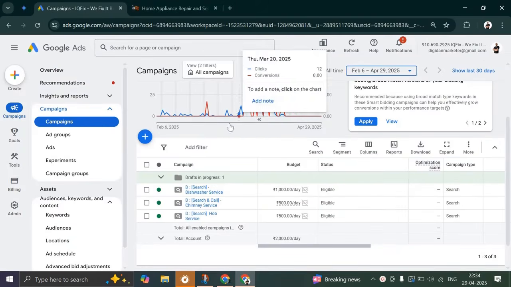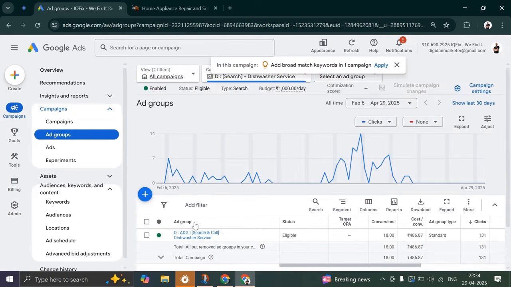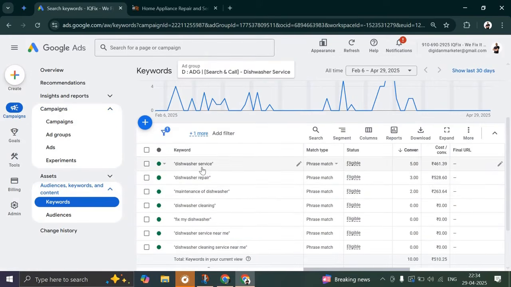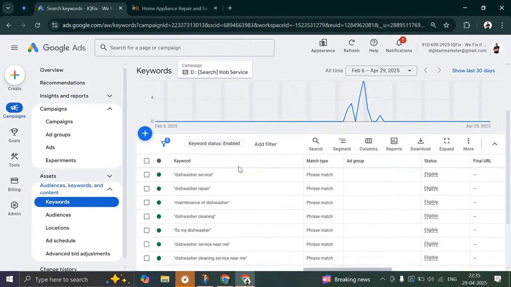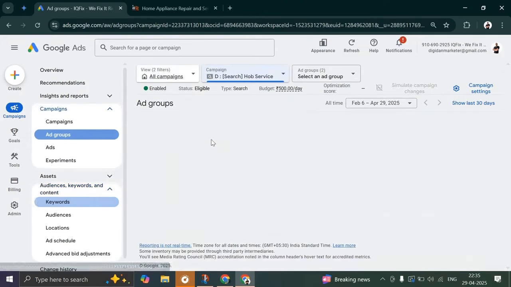So this is the account. As you can see, I have separated it into three different campaigns: one for dishwasher service, one for chimney service, and one for hob service. If I go inside each campaign, you will have an ad group, and each ad group contains keywords relevant only to that particular ad group. Suppose we go to hob service, you have keywords relevant only to hob service, right?